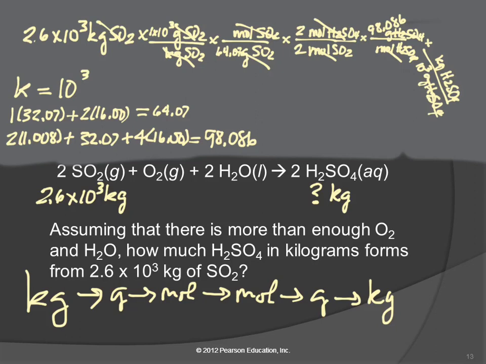2.6 EE3 times 1 EE3 divided by 64.07 times 2 divided by 2 times 98.086 divided by 1 EE3 equals, and the number I'm getting is 3980.390198, and this should have 2 significant figures. Let's put it in scientific notation first.